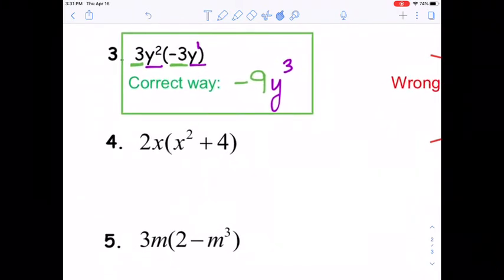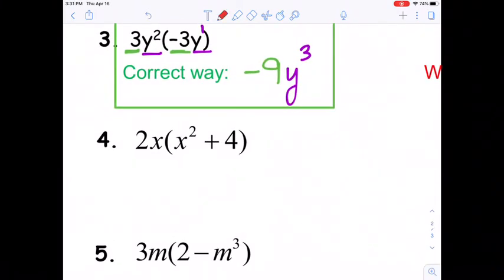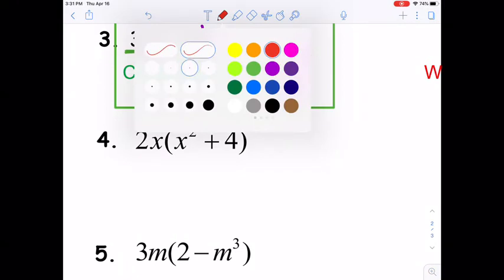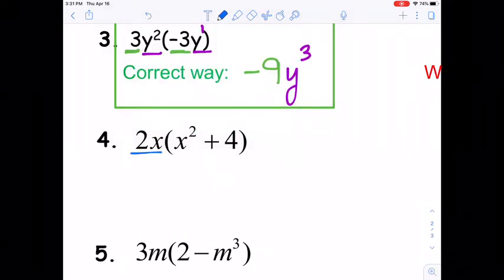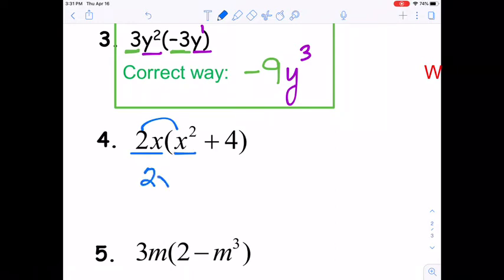Now in number 4, we do have addition in the parentheses, so we will distribute. We're going to take that 2x and multiply it times the x squared, the first term. That would give me 2x to the third, because remember that's x to the first, add the exponents. Then I'm going to take that 2x and multiply it times the positive 4. 2 times a positive 4 is a positive 8, so I'm going to put plus 8x.